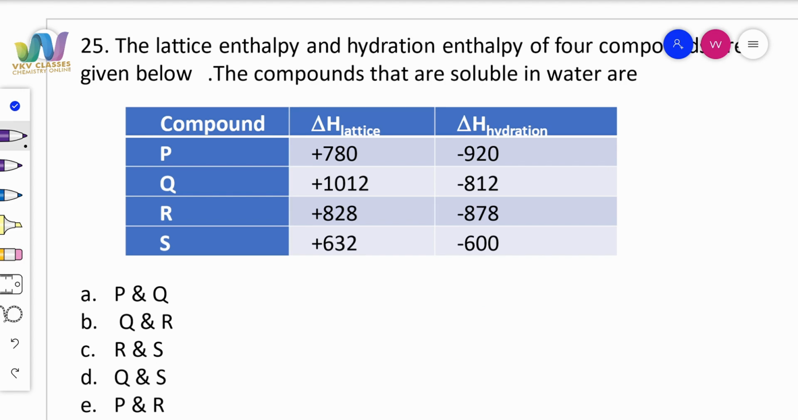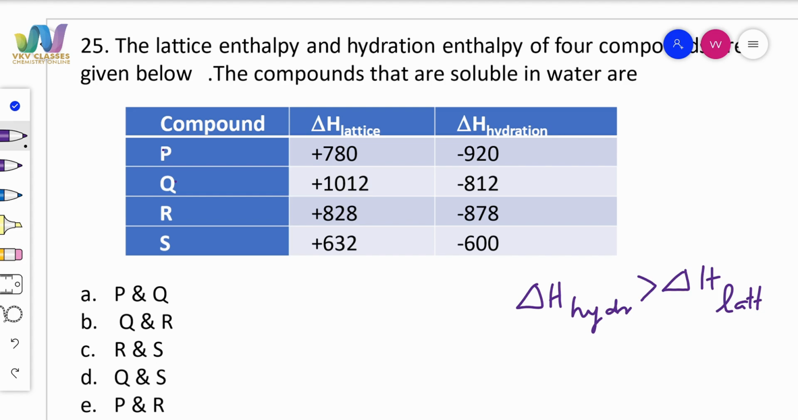The lattice enthalpy and hydration enthalpy of 4 compounds are given below. The compounds which are soluble in water will be. So the 4 compounds given to you are P, Q, R, S. Lattice enthalpy is given, hydration enthalpy is given. Lattice enthalpy is endothermic, hydration is exothermic in nature, and the compound will be readily soluble when enthalpy of hydration is greater than lattice enthalpy. You have to take the value only. Sign indicates the direction. The plus 78 is 78 kilojoules absorbed, minus 920 is 920 kilojoules released.